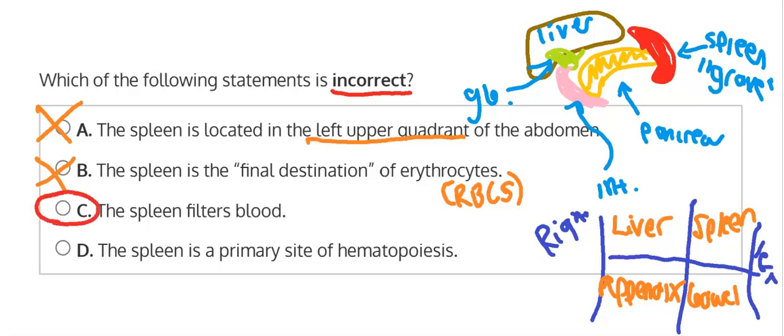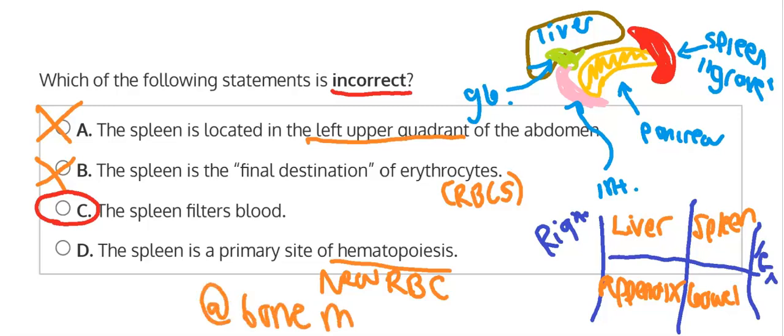Option D is saying that the spleen is the primary site for hematopoiesis, or creation of new red blood cells, so new RBCs. And this would not occur at the spleen site. This would actually happen at the bone marrow. So if you hear about someone needing a bone marrow transplant, so they could produce more healthy blood cells, that's what that's referring to. So we can eliminate option D. So option C, the spleen filters blood, would be the correct answer to this question.